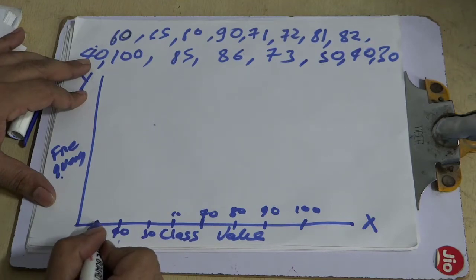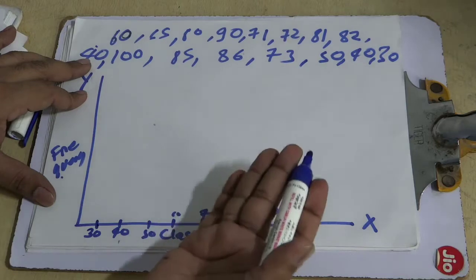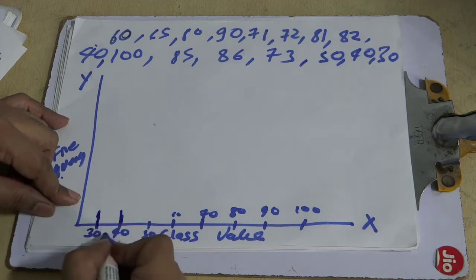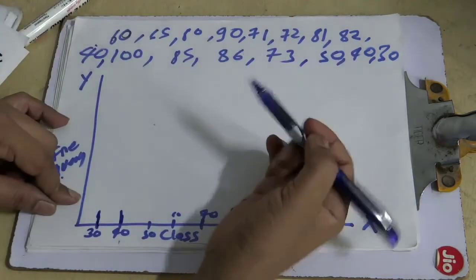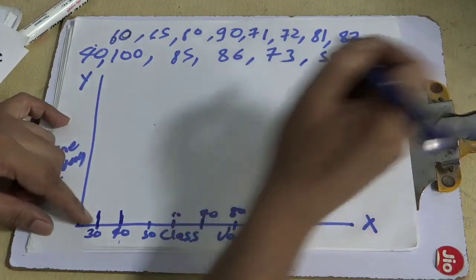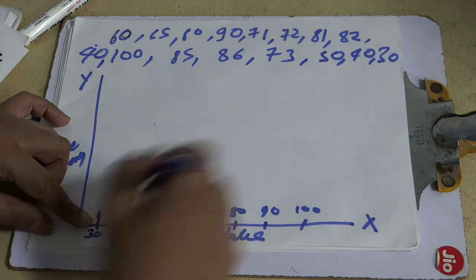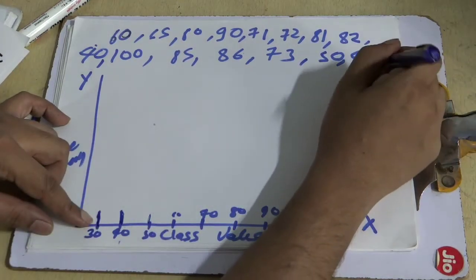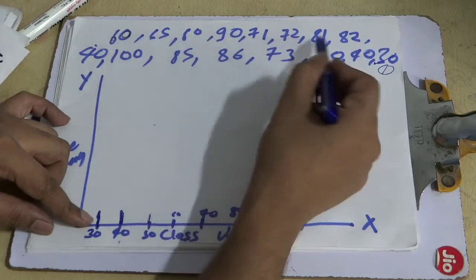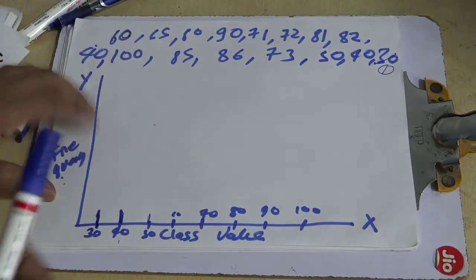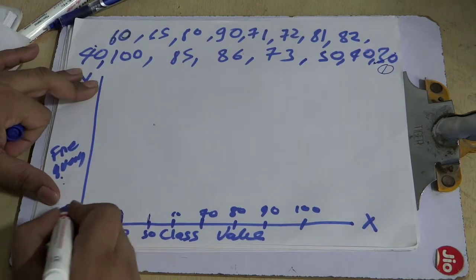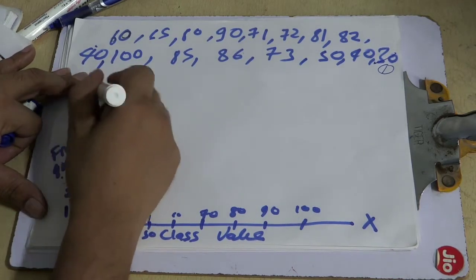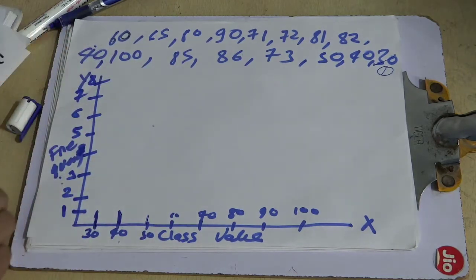Here we have 30. No one got below 30. So between 30 to 40, how many students got marks between 30 to 40? No, it's not 30 to 40, why? Because 40 will come in between 40 to 50. So here it's 1, I think one, yes, only one student. So how do we have to draw? 1, 2, 3, 4, 5, 6, 7, 8. So this is the frequency.